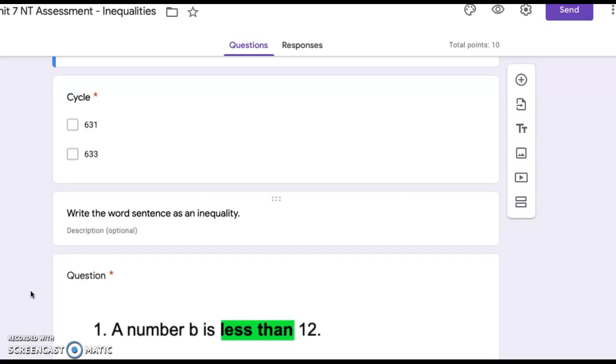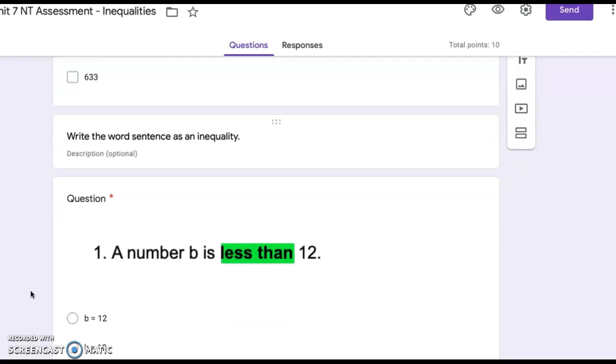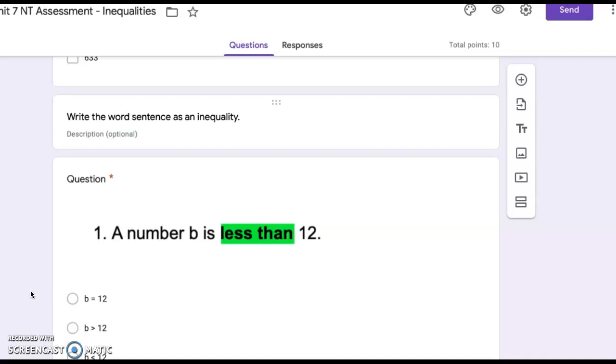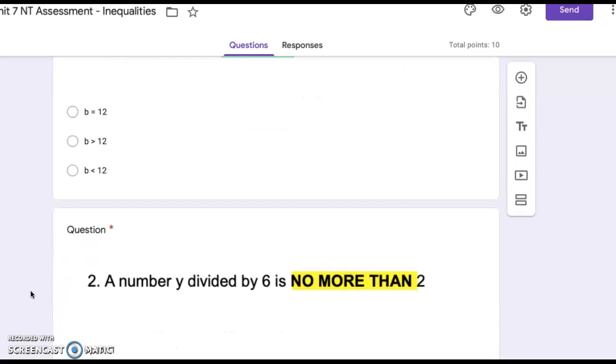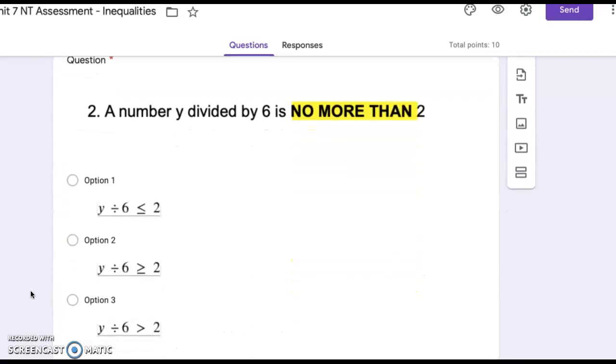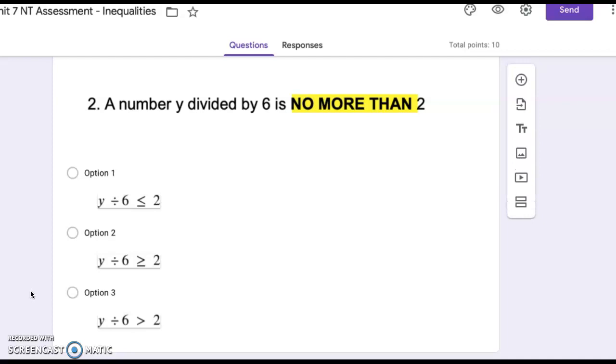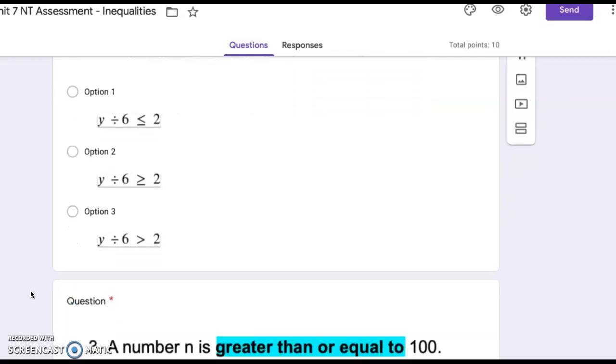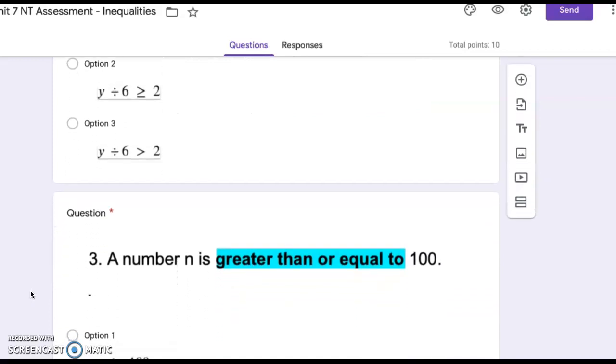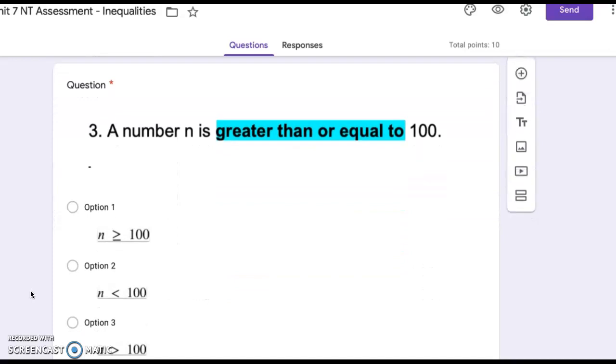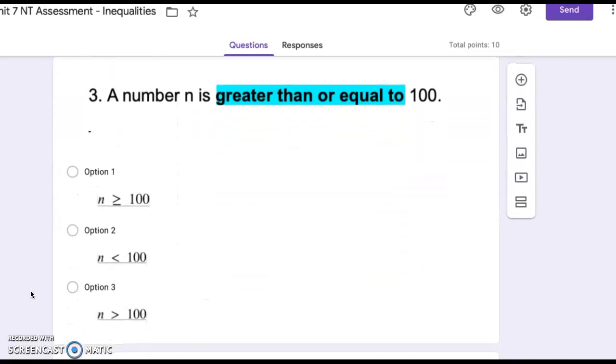Write the word sentence as an inequality. Number 1. A number B is less than 12. Number 2. A number Y divided by 6 is no more than 2. Number 3. A number N is greater than or equal to 100.